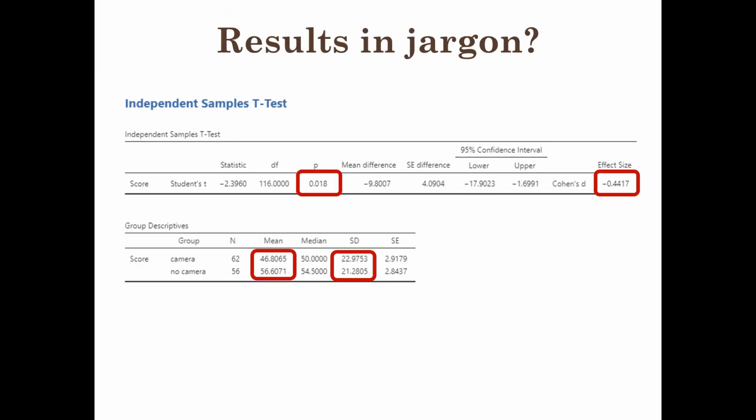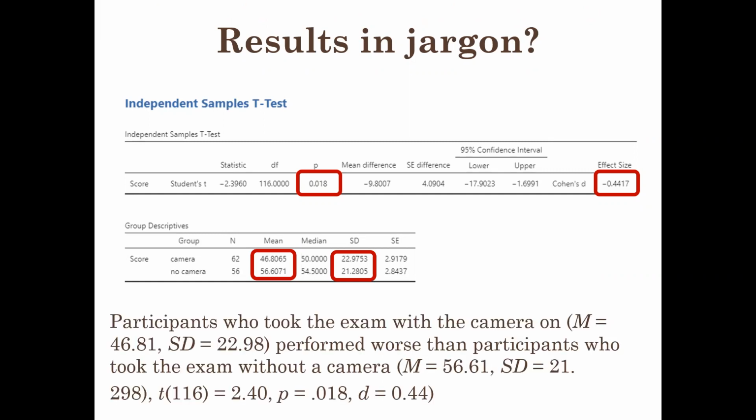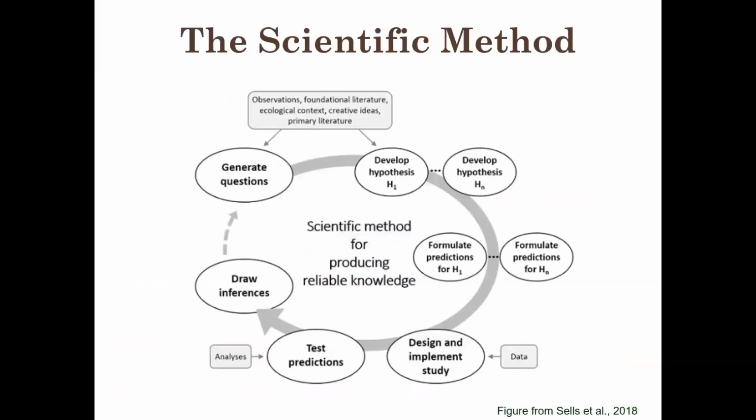What about your jargon? For your jargon, you want to look at these different things: the p-value, the degrees of freedom, the t-value, and so forth. Participants who took the exam with the camera on, and then we give their mean and standard deviation, performed worse than participants who took it without the camera. We give the mean and standard deviation. Then t, degrees of freedom in parentheses, t-value, p-value, and Cohen's d. So refer to slides like this to know how to report the results of analyses.